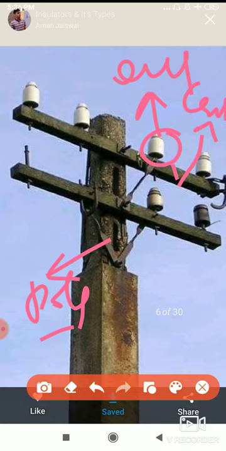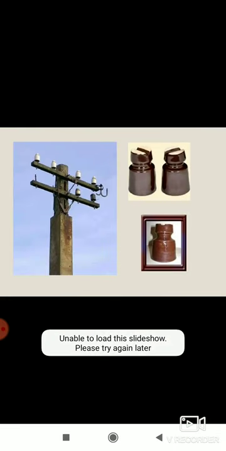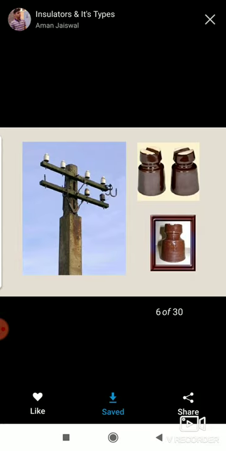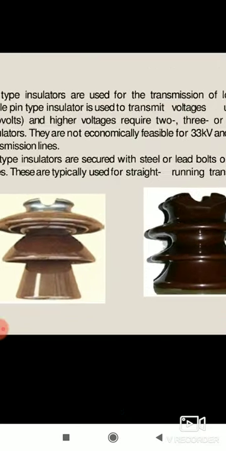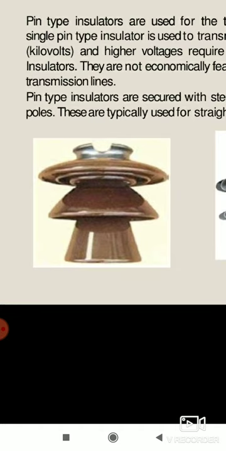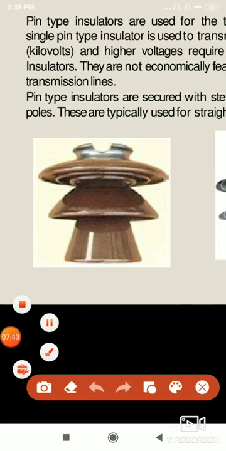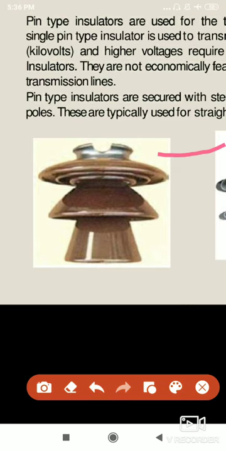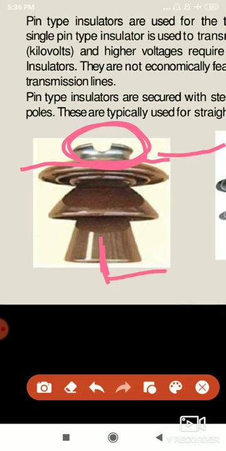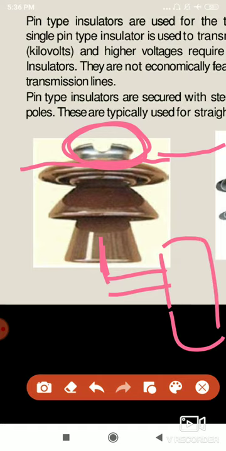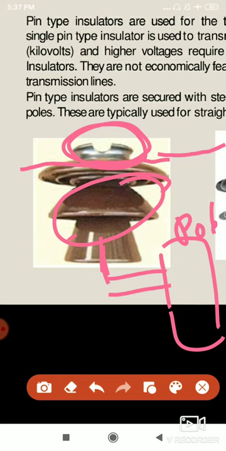I'm showing how these types of insulators are going to be connected. These are the porcelain layers, and this we can call a groove. Our conductor is surrounded by the groove, so it passes through the groove. Whatever the transmission line, high current, whatever it may be, the transmission line is passed through the groove and connected like this. This is the pin, which is connected to the cross arm, and that is connected to the pole. Your conductor is here, your cross arm and pole are here, and we are providing proper insulation with the help of the insulator.